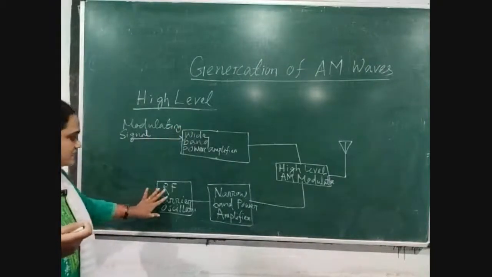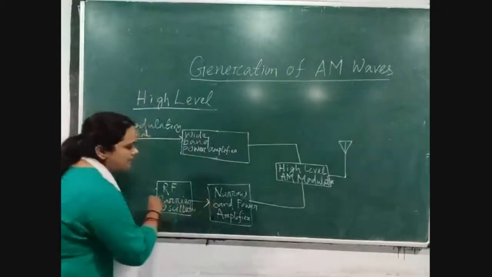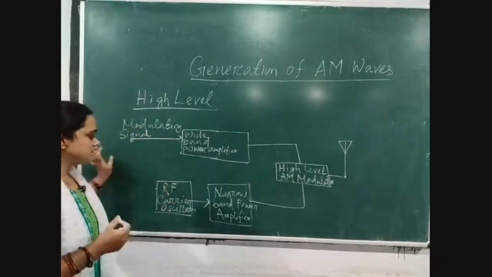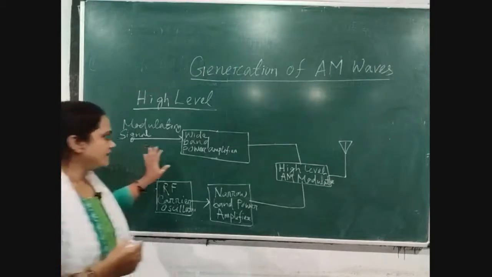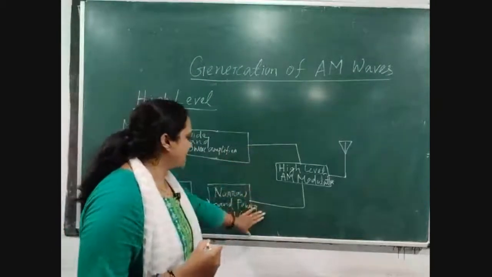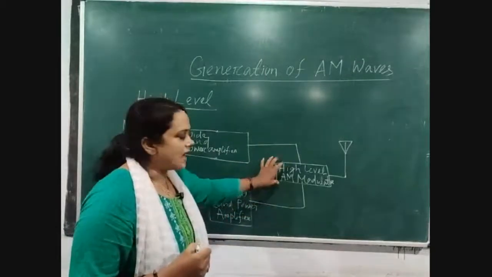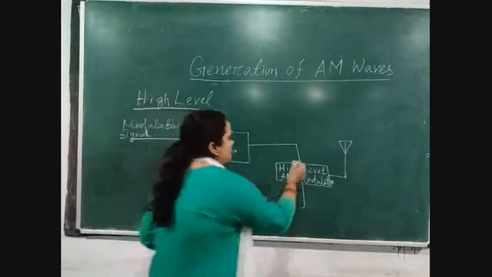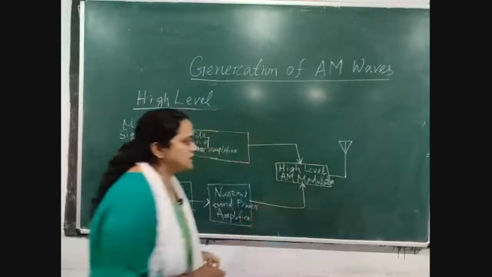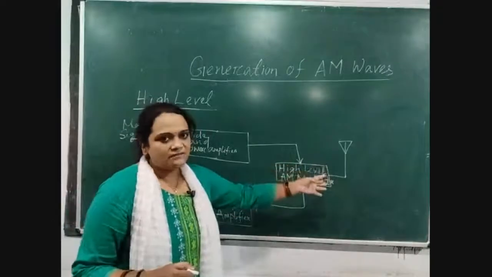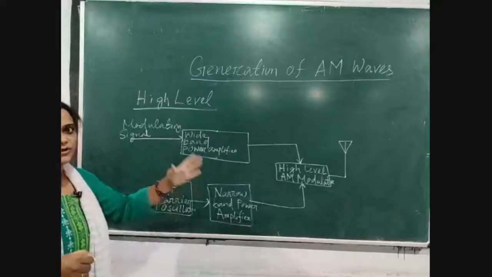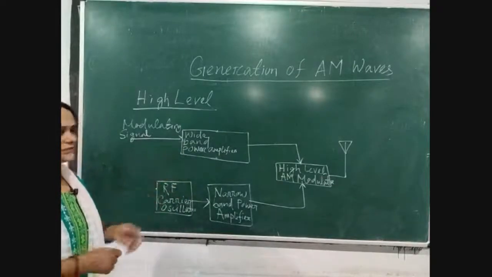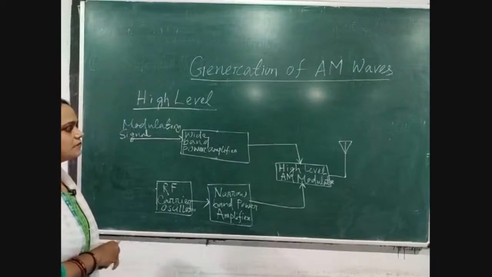And here the carrier signal is given to a narrowband power amplifier. Why? Because the carrier signal is a fixed frequency signal. Because of that we use a narrowband power amplifier. Then the outputs of the wideband power amplifier and narrowband power amplifier are given to the high level AM modulator. It combines both signals and transmits it. There is no need to amplify this signal after the modulator, as we do the amplification before the operation of the modulator. So this is all about generation of AM wave. Thank you.